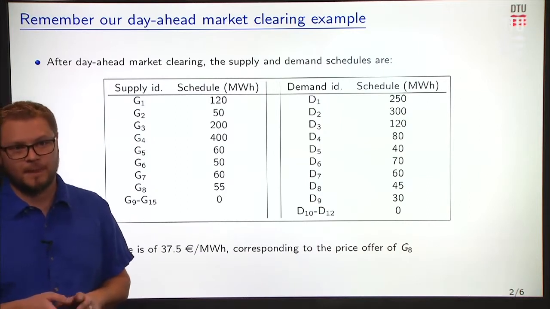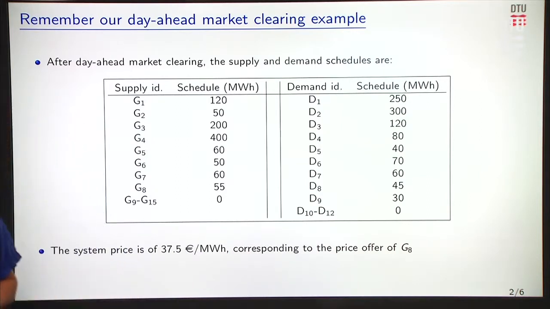D1 to D9 that are scheduled on the demand side. Remember also that out of the day-ahead market clearing, we get the system price, which there was at 37.5 euro per megawatt hour, corresponding to the price offer of G8 on the supply side.